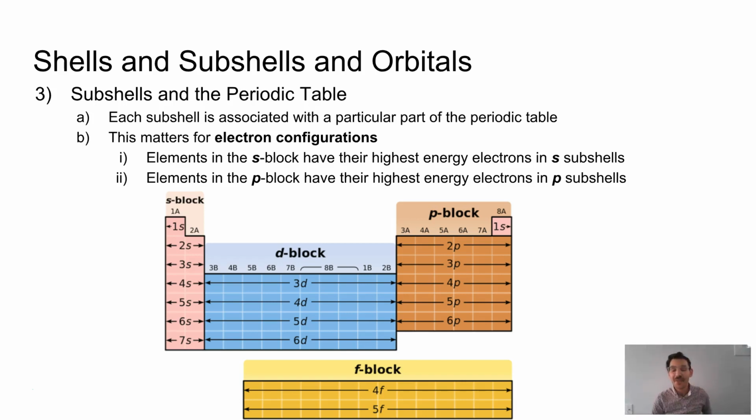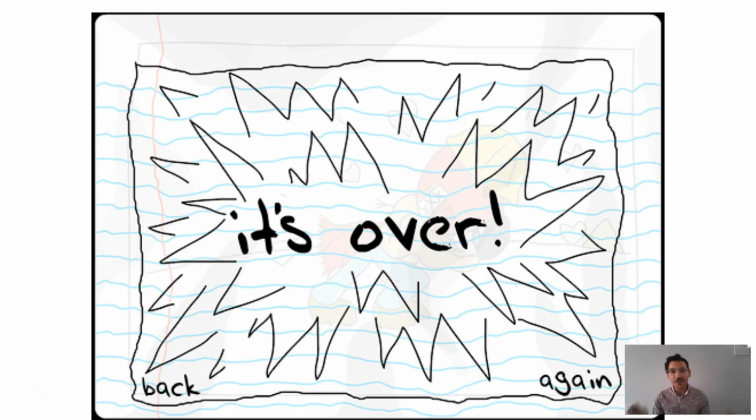Very nice. Anywho, that is the end of this video. I hope you understand a little bit about how quantum mechanics and classical mechanics differ, how that makes the Bohr model and the quantum model differ. I hope you understand how the quantum model is composed of shells, which are composed of subshells, which are then composed of orbitals.